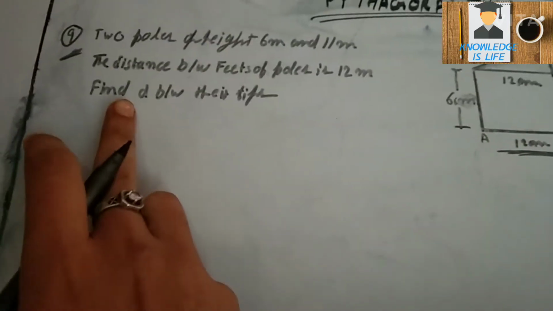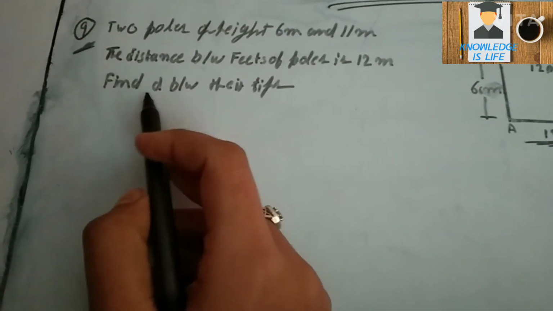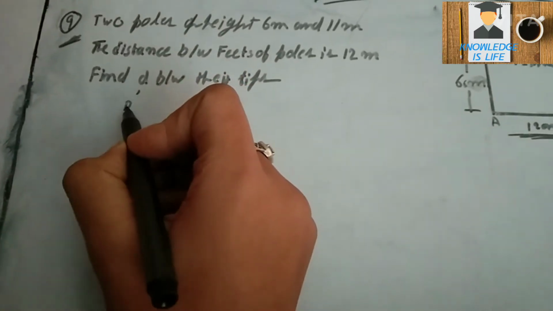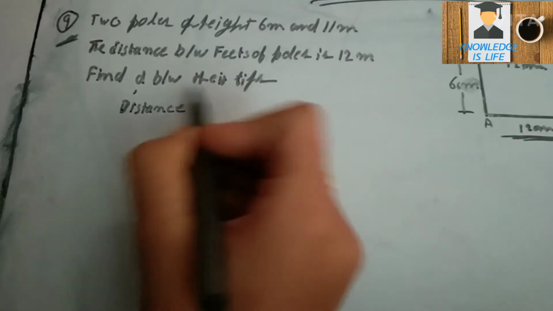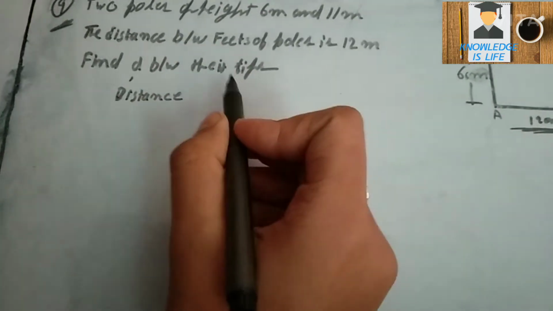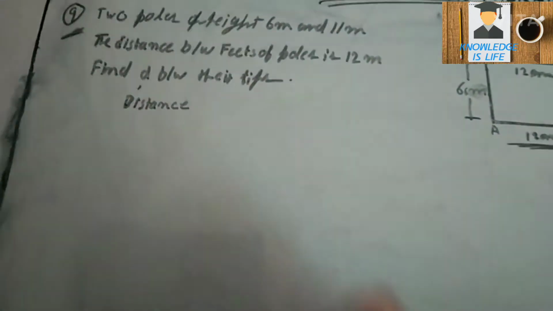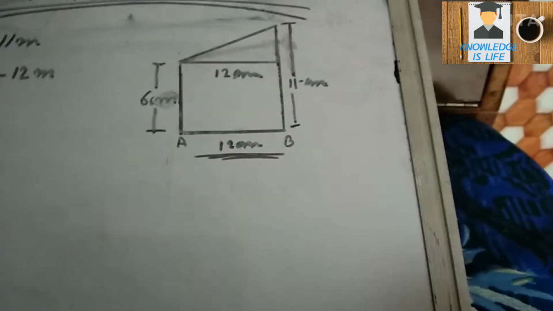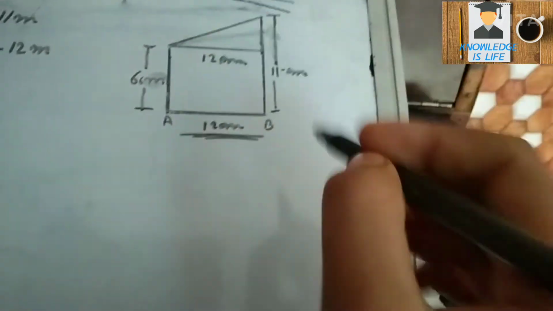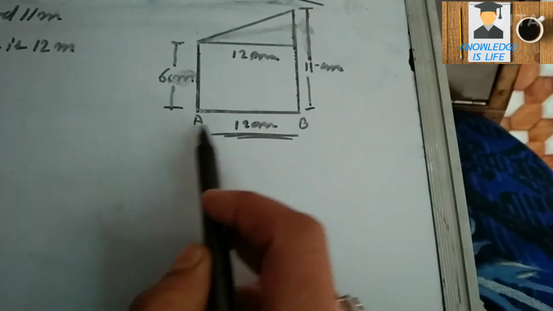According to the question we have to find the distance, D is denoted by distance, between the tips. We have to find the distance between their tips, meaning these tips. So how can we find it? If these are the two standing poles, the distance between their feet is 12 centimeters.